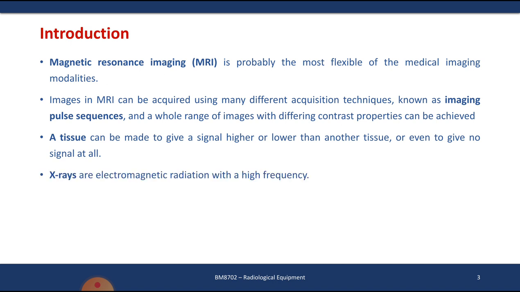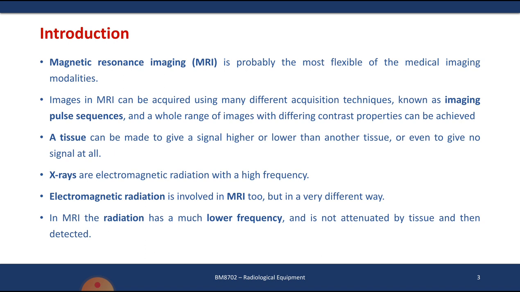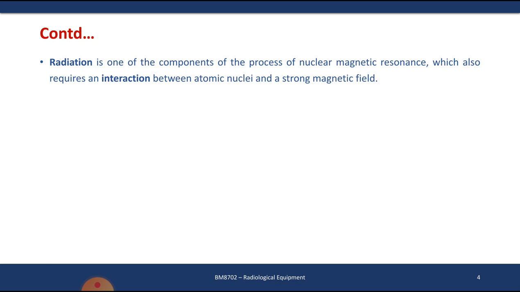You would have studied about X-rays in your first unit, right? X-ray is an electromagnetic radiation with higher frequency. Electromagnetic radiation is involved in MRI also, but in a different way. The radiation has a much lower frequency when compared to X-rays, so it is not attenuated by the tissue and then detected. Radiation is one of the main components of nuclear magnetic resonance.